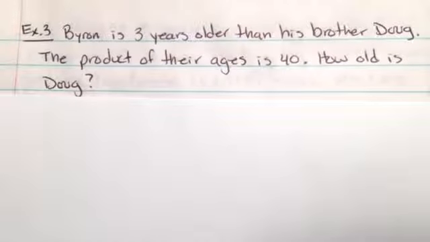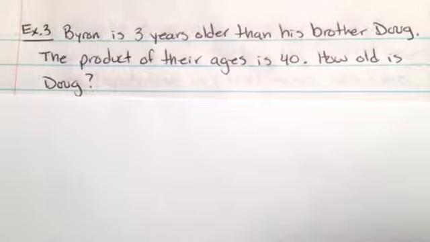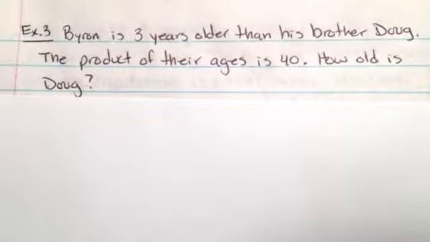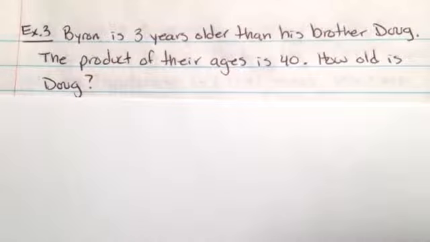Okay, example 3. Byron is 3 years older than his brother Doug. Doug doesn't like that because Doug knows that when Doug becomes a freshman, Byron's going to be a senior, and he's probably going to beat him up in the hallways and give him a few wedgies and all kinds of stuff like that. And then Doug's going to go on about his life and hate his older brother.